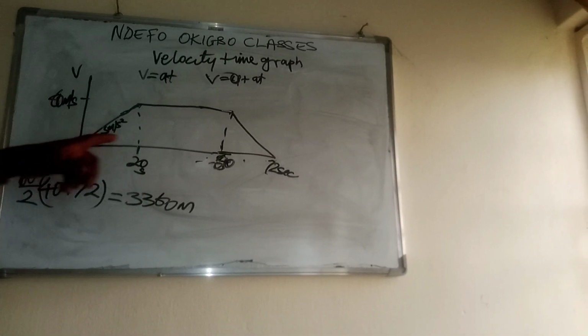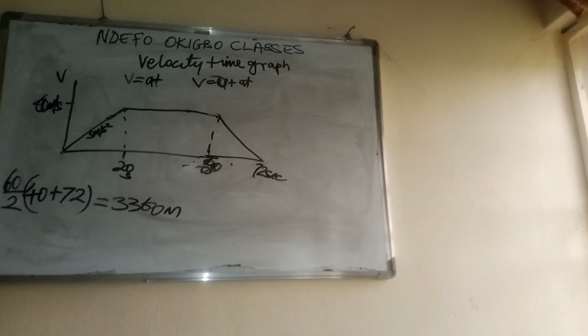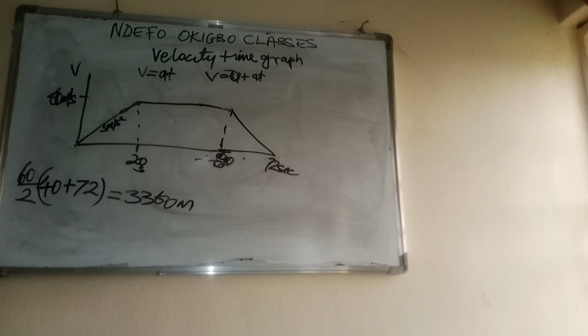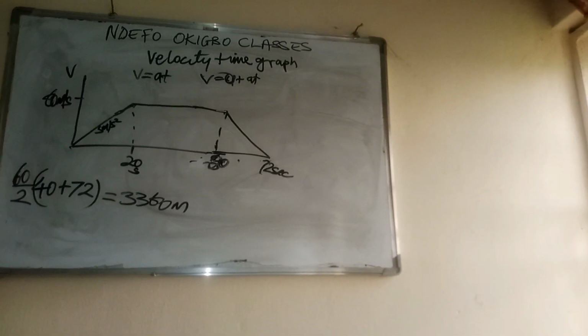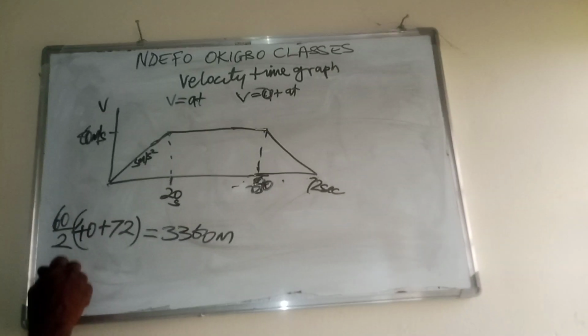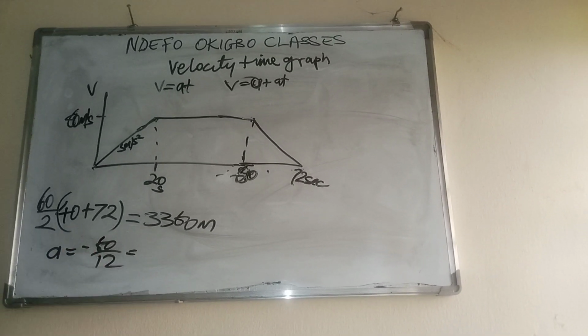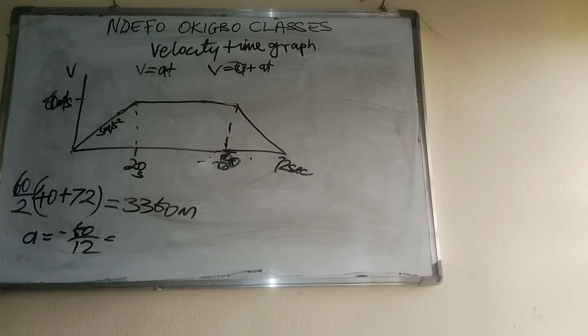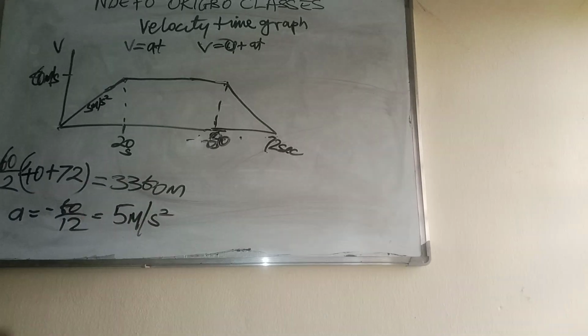To get the deceleration, it is the velocity divided by time. Velocity there is 60, and the time is 12 seconds. The deceleration there is minus 60 divided by 12, which is 5 meters per second squared.